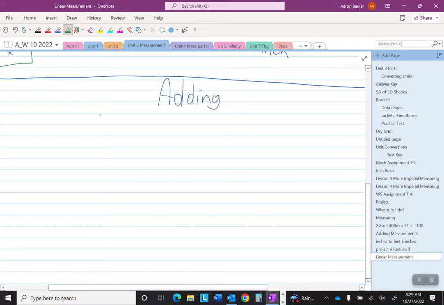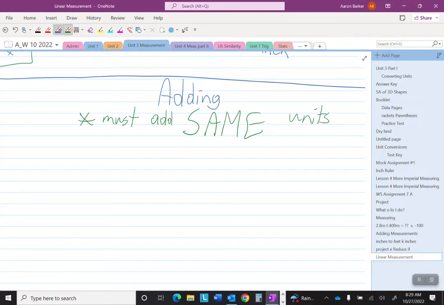When you're adding, the golden rule always is you must add the same units. I cannot emphasize that enough. It must be the same units. So I can add inches to inches. I can add feet to feet. I can add yards to yards. But I can't add feet to yards unless I'm left with yards and feet. Okay, we'll talk about that.